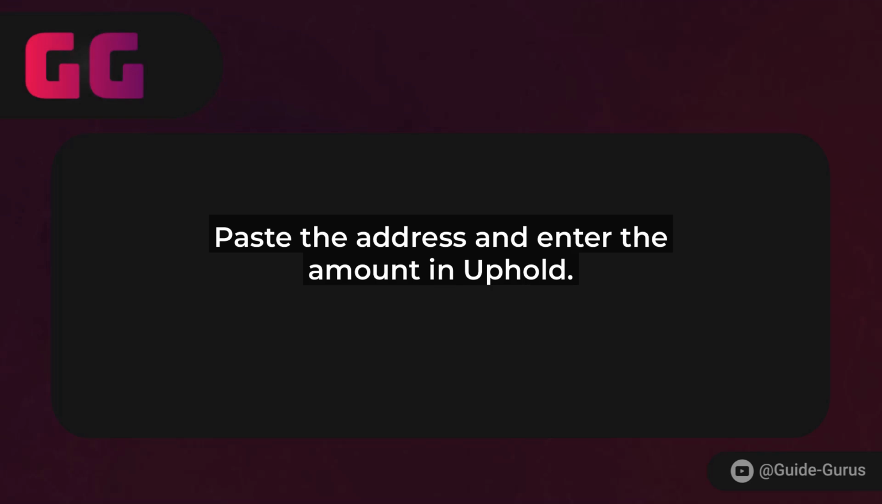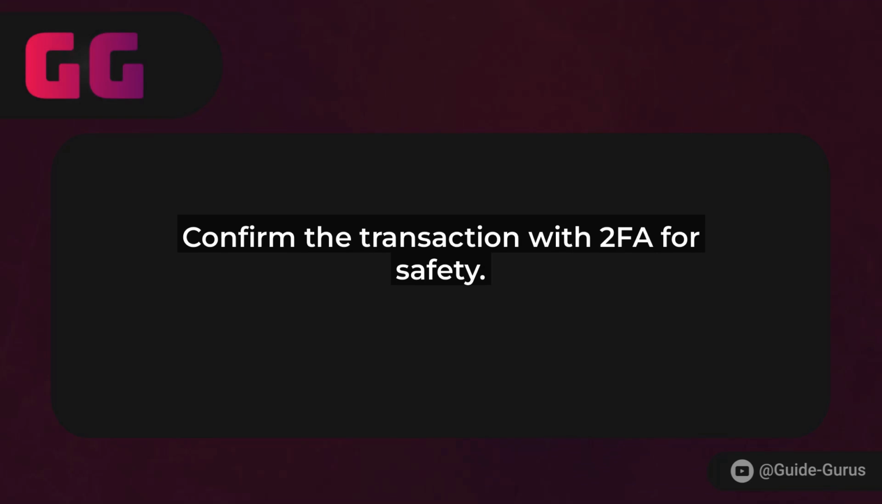Hit Confirm, and you'll likely need to verify this through email or 2FA for extra security. Once confirmed, the transaction will be processed on the blockchain. In 2025, with faster networks, this could take anywhere from a few minutes to an hour. Keep an eye on your KuCoin account to see when the Bitcoin arrives. And that's it, you've successfully moved your Bitcoin.